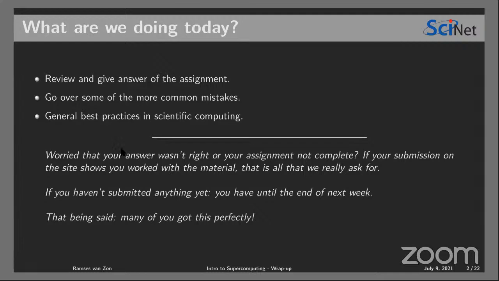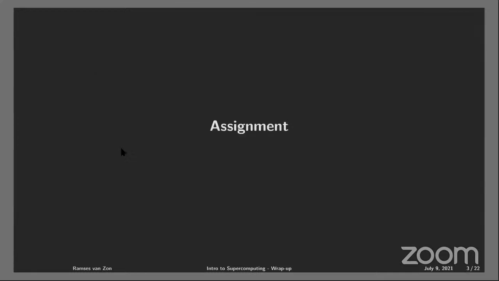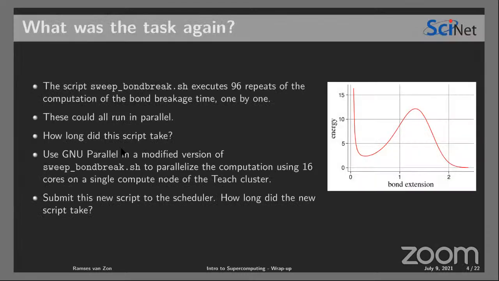Anyway, so that's the point of today, to go over the answer and to go over the assignment. So what did we have to do again? So we had this calculation that we were doing that is bond break. It was simulating the breakage of a chemical bond, and doing that for a number of cases, 96 to be precise, and just basically record the time of breakage. And they could all run in parallel because each of them is a separate simulation that spits out its own output and has its own results. So they could run in parallel by using several cores at the same time.